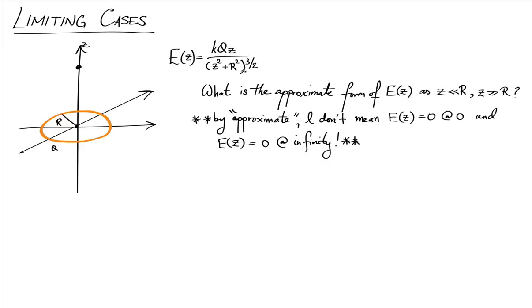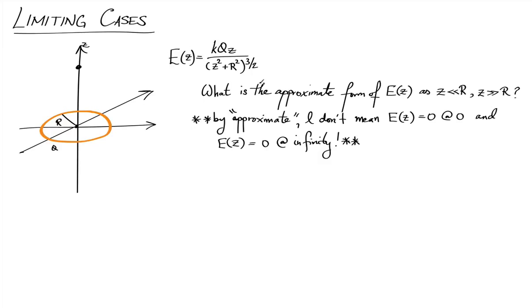Okay, but the function looks a little bit messy. I mean, there's this z here, there are these z squareds here, and there's all this stuff raised to the 3/2. So, oftentimes you look at this function and you may not be able to get a really good intuitive feel for what this actually means.